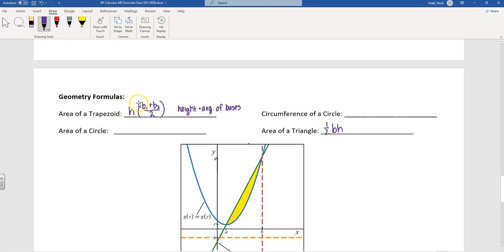So we filled in area of a trapezoid, filled in area of a triangle. What's the area of a circle? Pi r squared. What's circumference of a circle? 2 pi r. Or you can do pi times diameter, whichever one makes more sense in that particular problem.